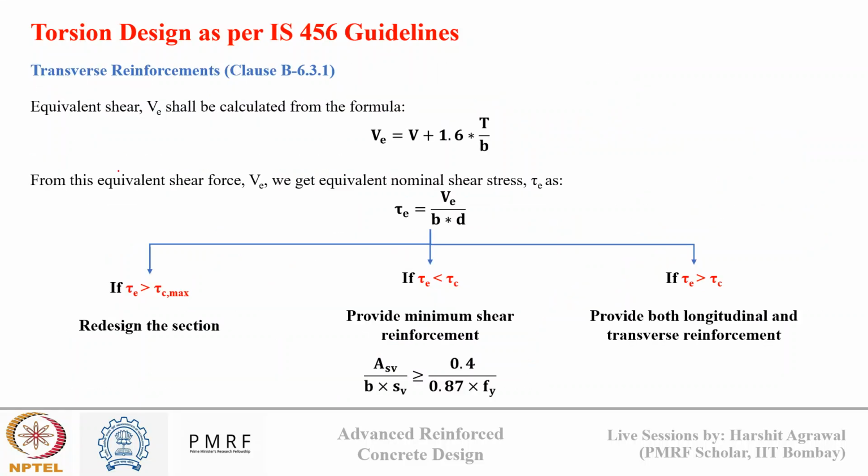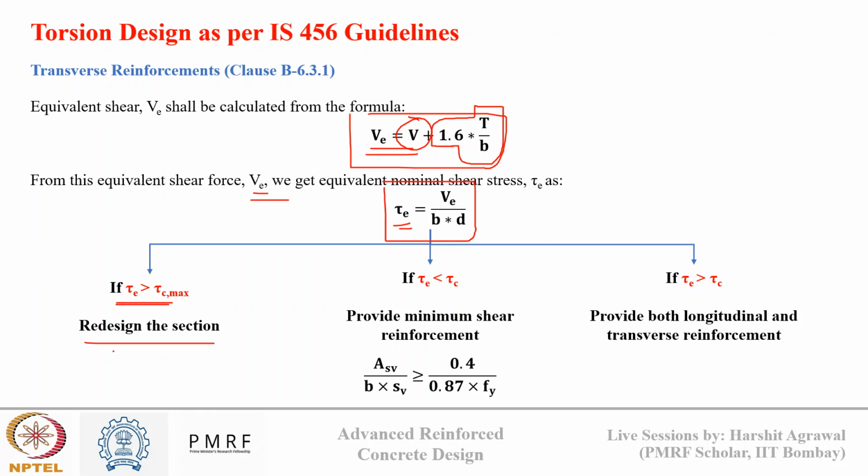Now, for shear, what does code say? The net shear due to torque is given by this equation. So 1.6 T by b is the contribution of torque, and V is the shear force that is already acting in the beam. So we can estimate the equivalent shear force, and from the shear force we can get the equivalent shear stress. If the shear stress is more than tau c max, then we need to redesign the section.